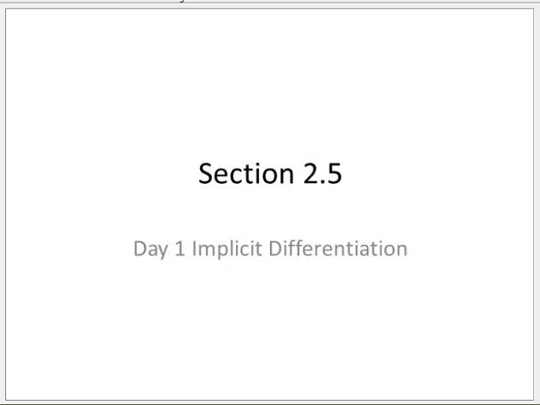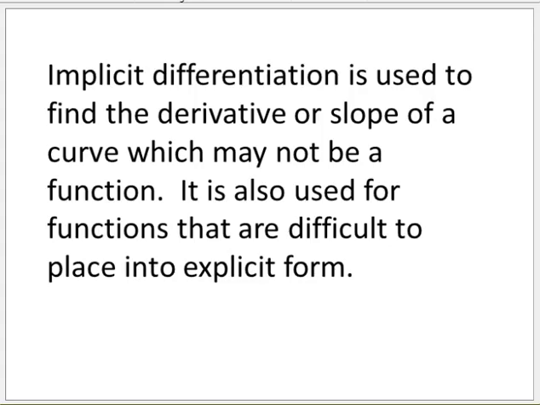Today's lesson is on implicit differentiation. Implicit differentiation is used to find the derivative or the slope of a curve which is not a function. Something that's not a function that you guys are all familiar with is a circle. So we'll be able to find the derivative of the circle.